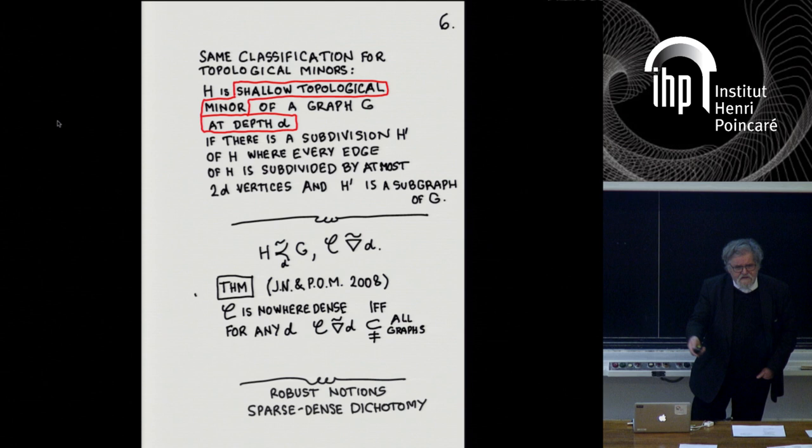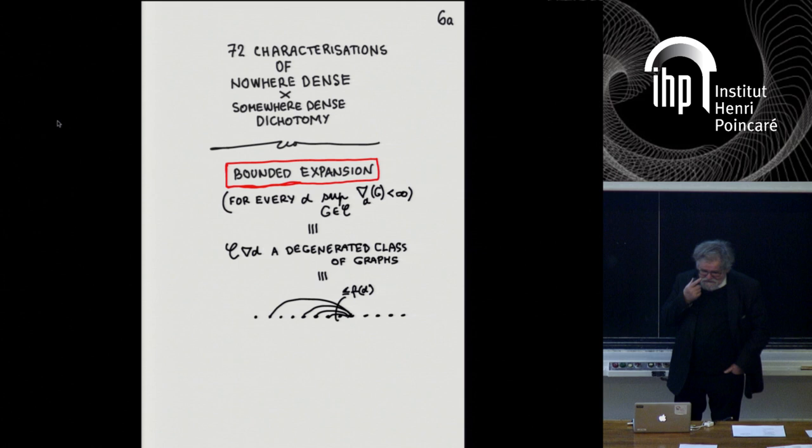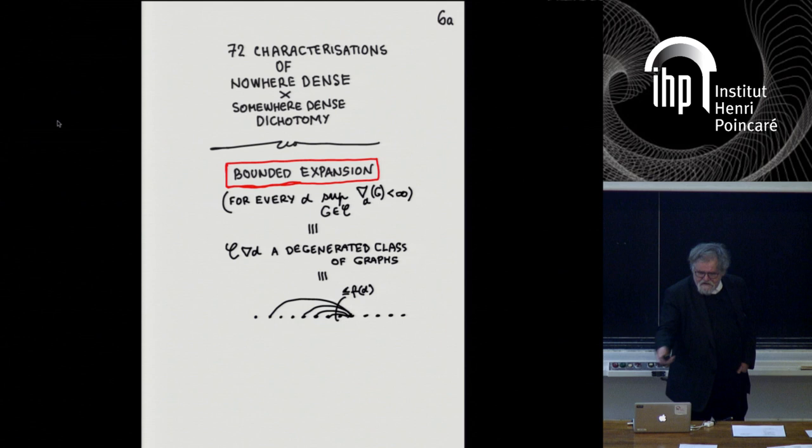Still, in this sense, if you restrict it, if you parameterize it by these lengths, you get the same thing. As Patrice liked to say, there are 72 characterizations of the nowhere dense and somewhere dense dichotomy. One of the related notions in it is the notion of bounded expansion, and I will explain somehow the role of it.